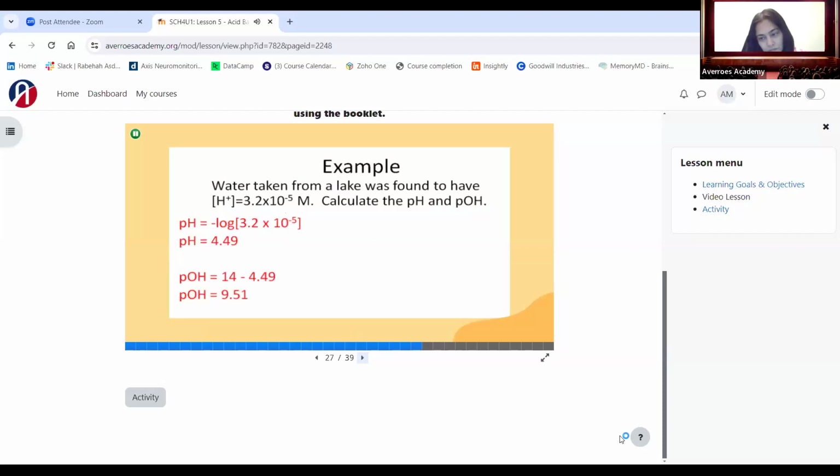We can use these mathematical formulas to calculate pH, pOH, and the concentrations. Let's look at an example. Water taken from a lake was found to have a concentration of H plus of 3.2 times 10 to the negative 5. Calculate the pH and pOH. Well, our pH is negative log times the concentration of H plus, which we know is 3.2 times 10 to the negative 5. So we get a pH of 4.49. We can then easily calculate pOH because we know that the pH plus pOH has to equal 14. So if we subtract 4.49 from 14, we get a pOH of, well, what's left over, 9.51.